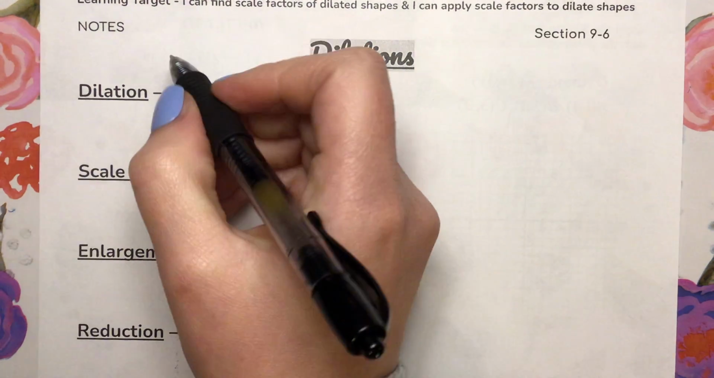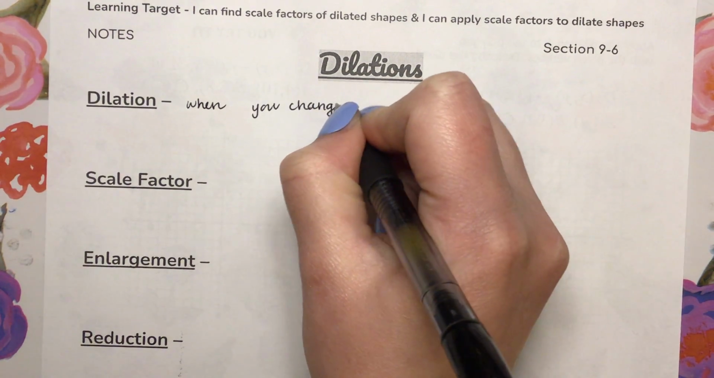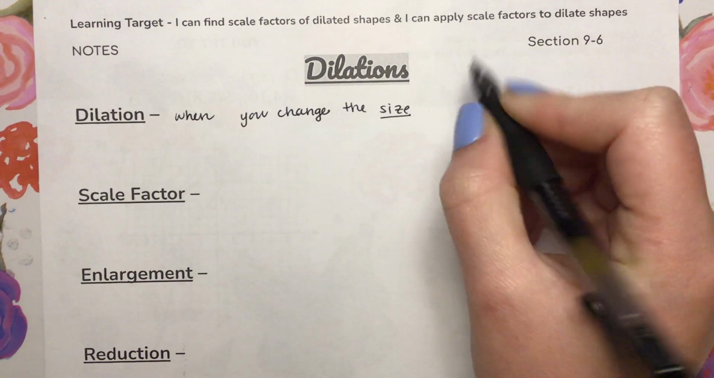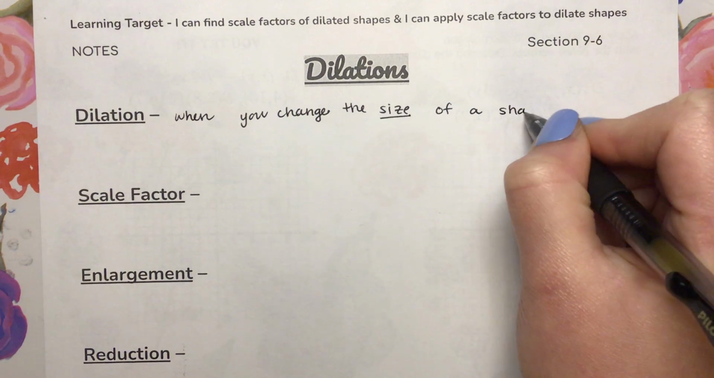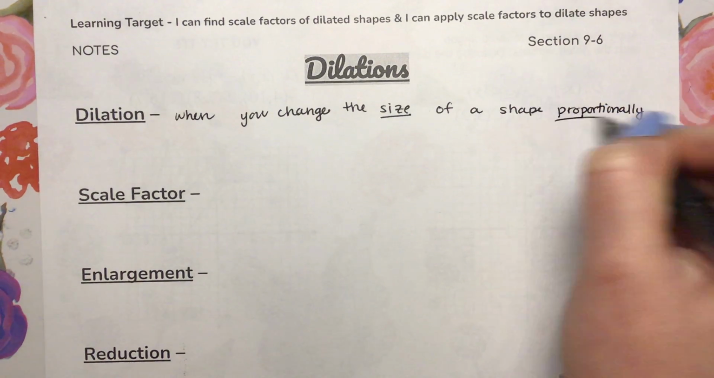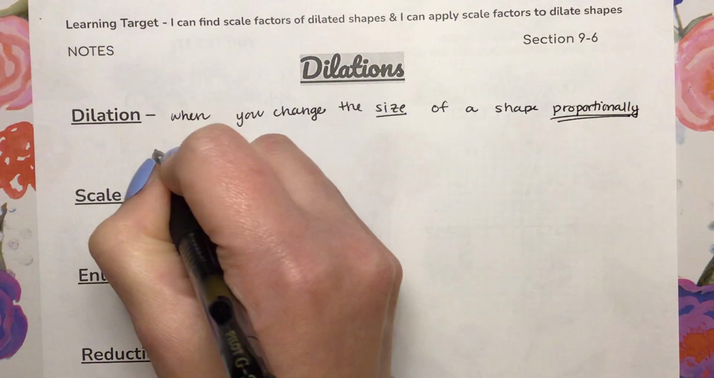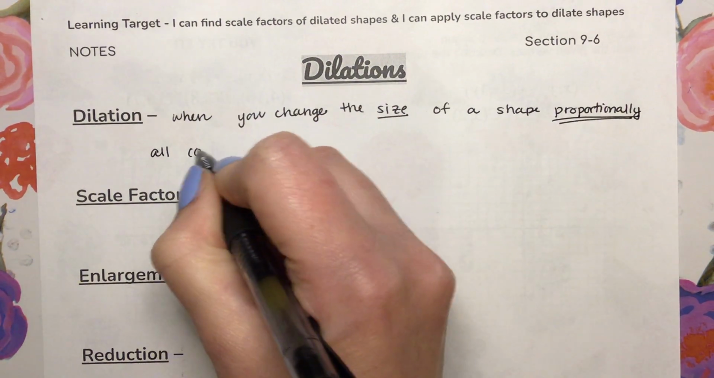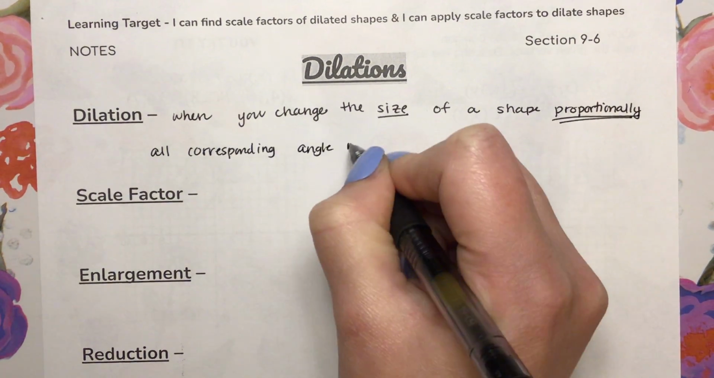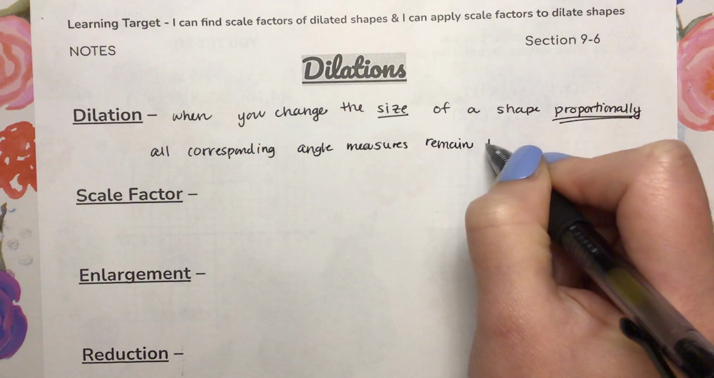A dilation is when you change the size of a shape proportionally. So there's that word proportion again. This is going to preserve all the angle measures. So all corresponding angle measures remain the same.